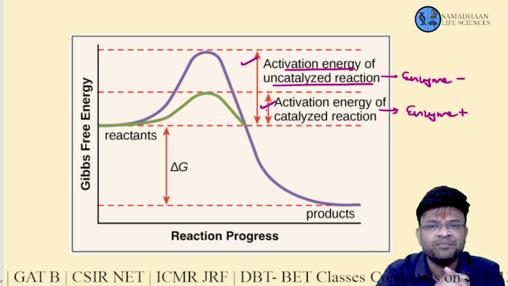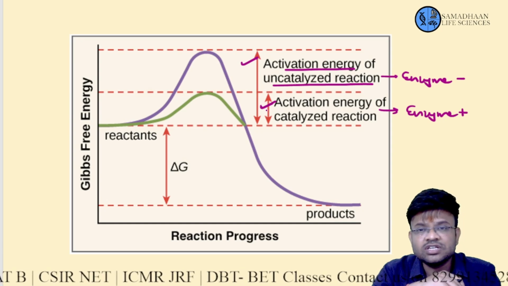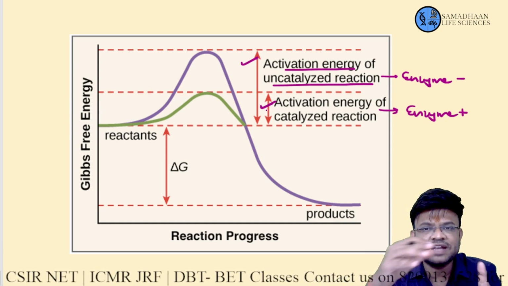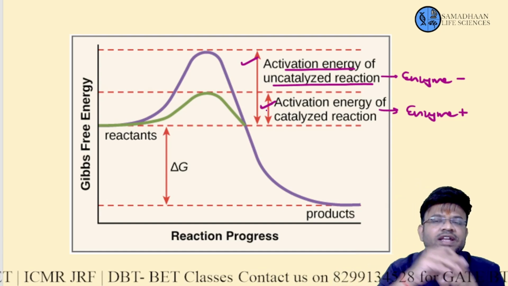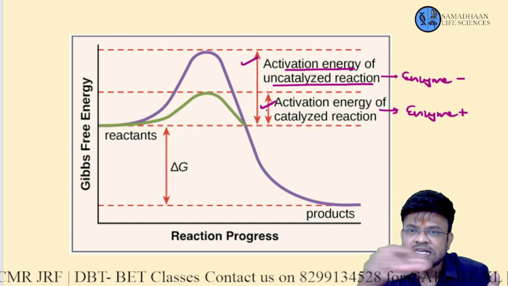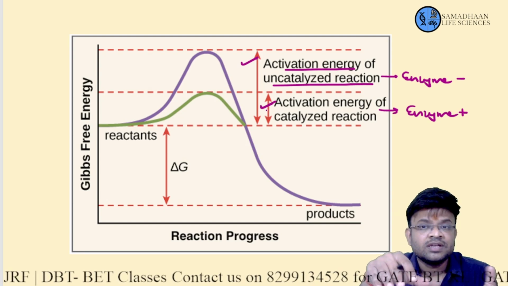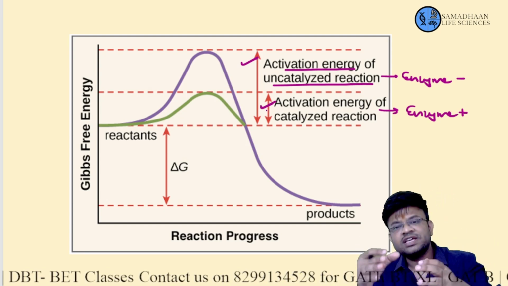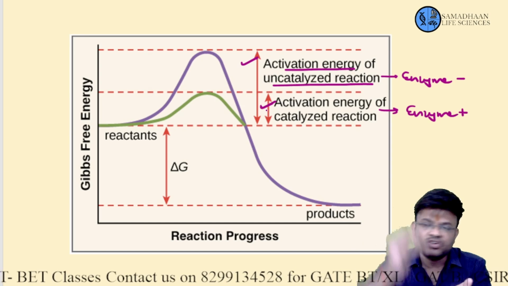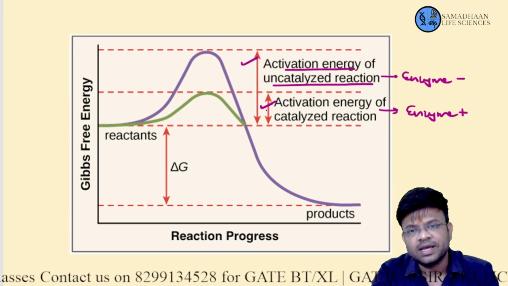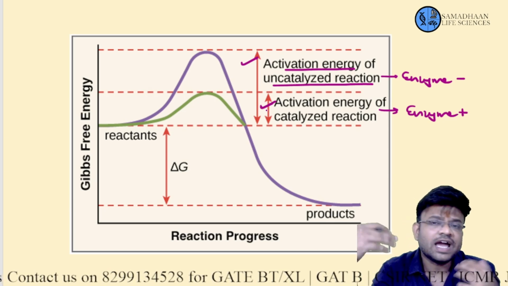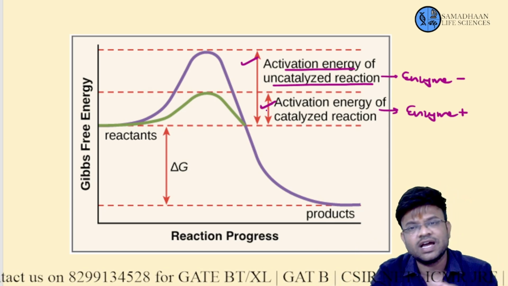How was it possible? Because the first law of thermodynamics states that the energy can neither be created nor destroyed. How come the energy is decreasing over here? The energy is decreasing because this is compensated by the binding energy only. So when the binding energy is released, it is used up in lowering down the activation energy. And when the activation energy lowers down, the rate of the reaction increases.